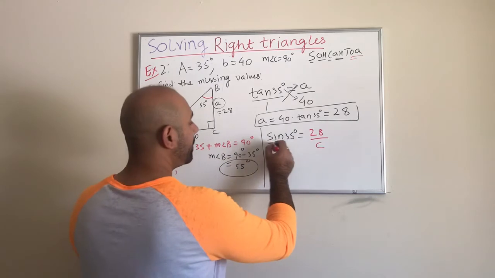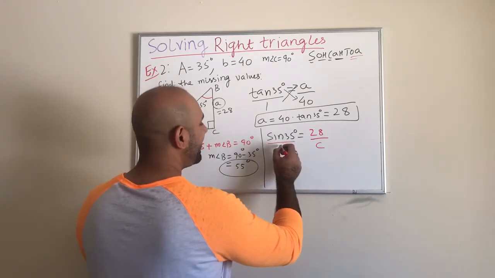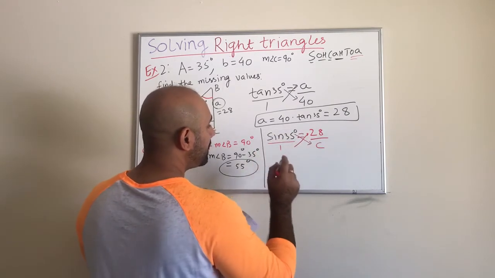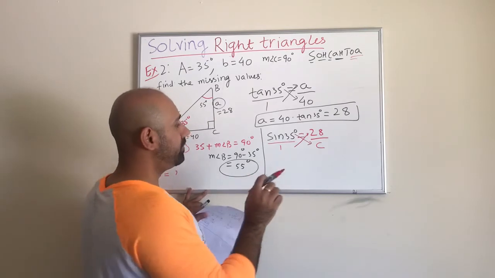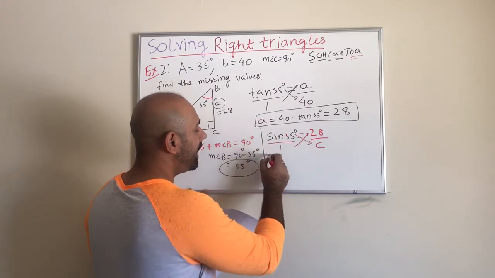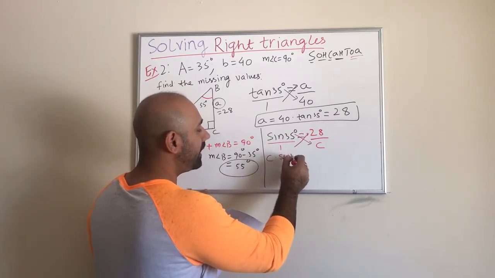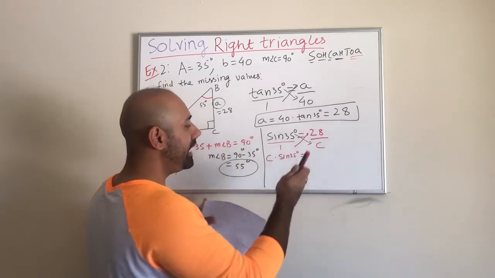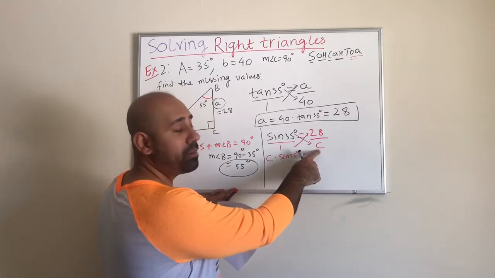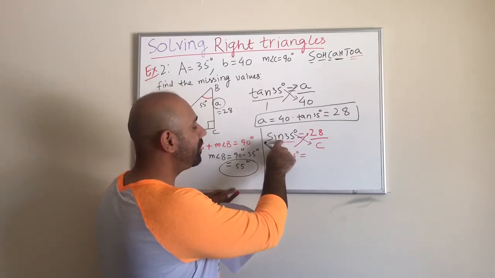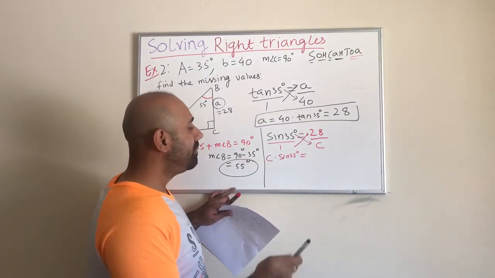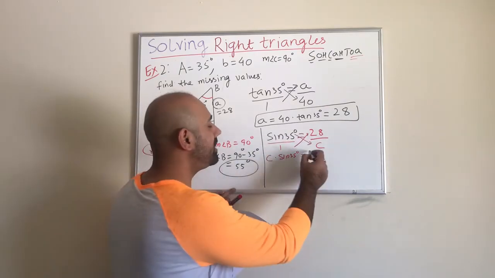I like to actually write that invisible 1. Now we can cross multiply like this. Guys, please watch this step carefully. When you cross multiply, what do I get? I get C times sine of 35 equals 1 times 28. That is what a cross multiplication means. You just multiply across. But C is a variable, so I cannot really multiply it with the sine 35. I can just write it out as C times the sine of 35, which equals 1 times 28. 1 times 28 is just 28.